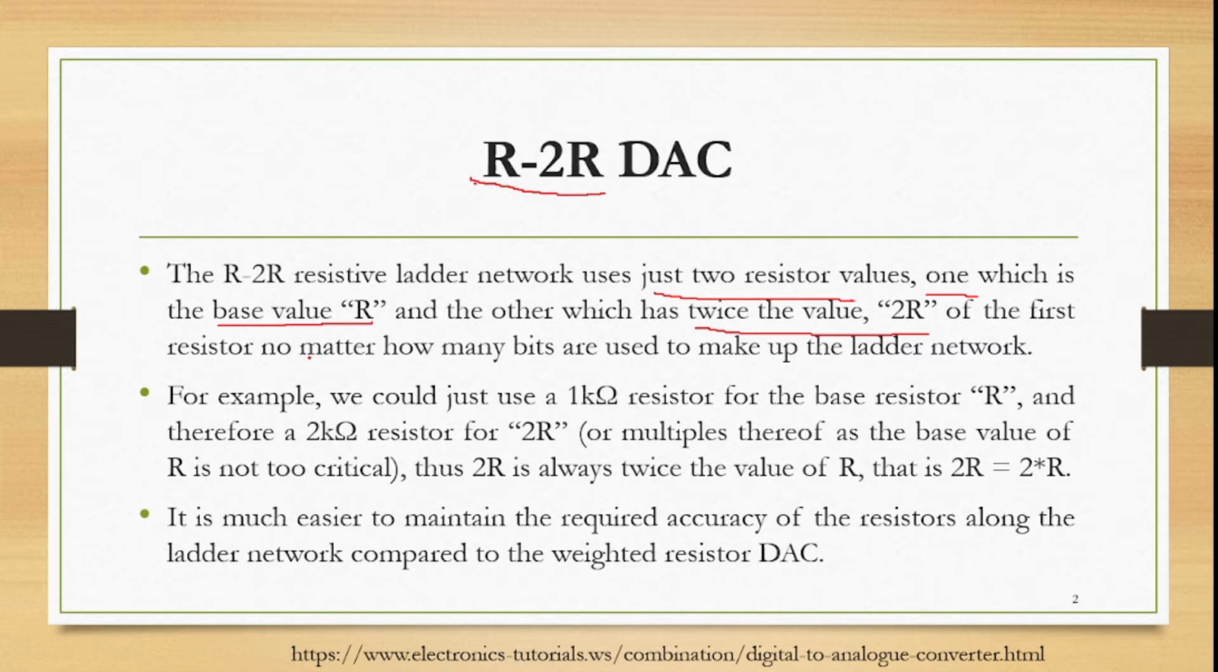Whatever the first resistor is, the second resistor will be 2R. That does not depend upon how many bits the DAC has. So we can make up the ladder with R as the base resistor and 2R as twice the value of the base resistor R. For example, if we have a 1 kilo ohm base resistor, then 2R means a 2 kilo ohm resistor.